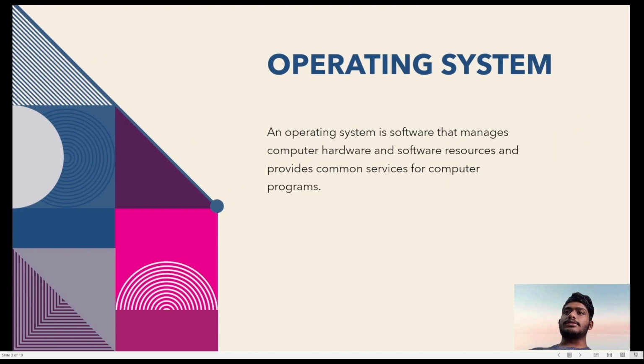What is an operating system, generally? An operating system is software that manages computer hardware and software resources and provides common services for computer programs.